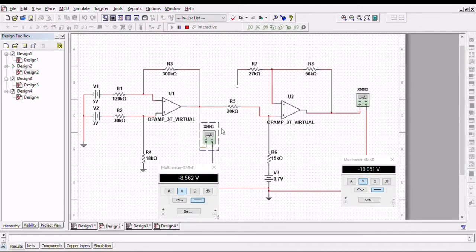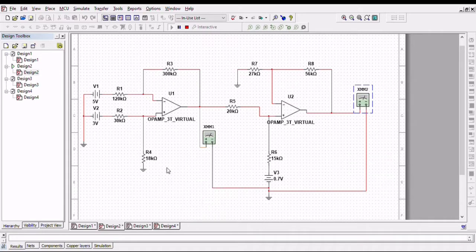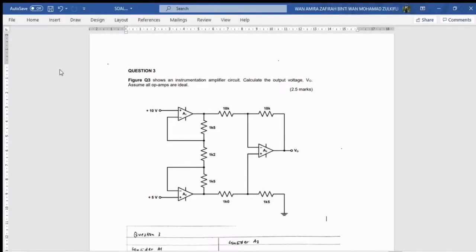Okay, so as we can see here, the value of the V output 1 and V output 2 is similar to the calculation. So this means that the calculation is correct, since the simulation and the calculation obtain the exact value, which is for the V output 1 negative 8.562. For the V output 2 is negative 10.051 volt. Okay, now let's take a look at question 3.